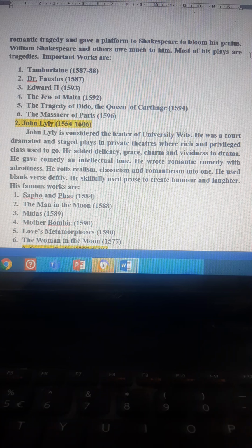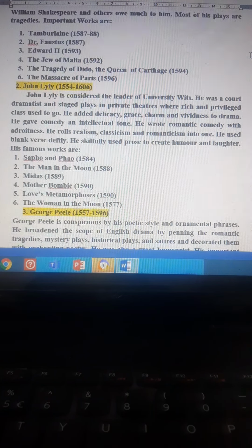Ben Jonson's Volpone and William Shakespeare's Merchant of Venice are modeled after it. William Shakespeare's character Shylock of Merchant of Venice is taken from this play. Next is the tragedy of Dido, the Queen of Carthage. It was published in 1594 in collaboration with Thomas Nash.